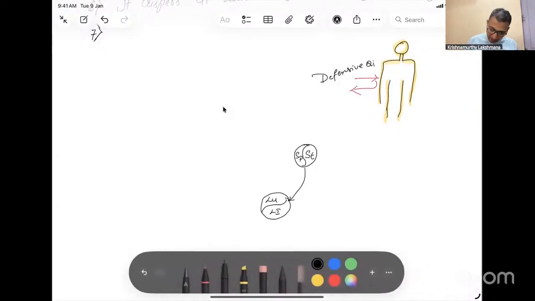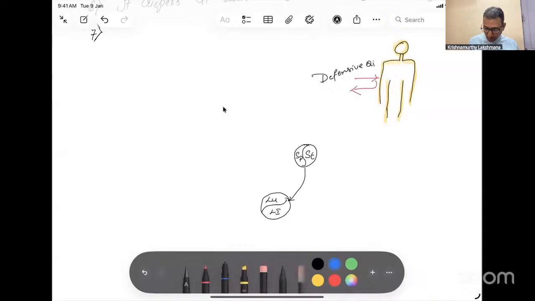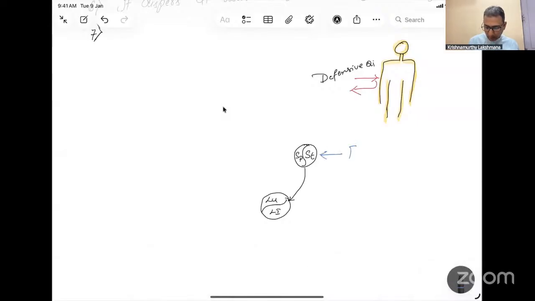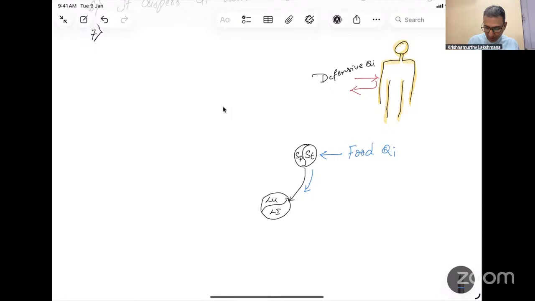So spleen and stomach is sending what? The food enters through stomach and spleen. They manage the food chi. The food is getting processed, but what comes out is nutritive chi. Can we say that? When the nutrition is extracted from the food, what comes out is nutritive chi. Can we say this? Yes.